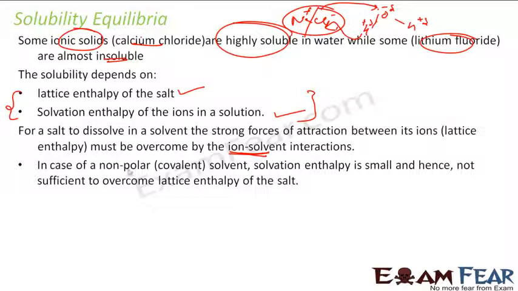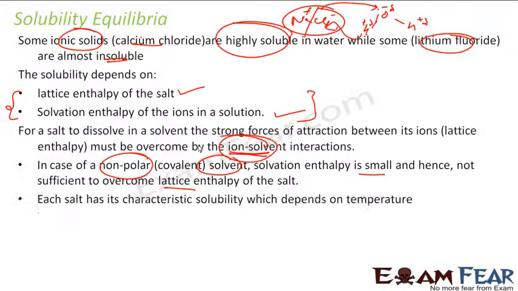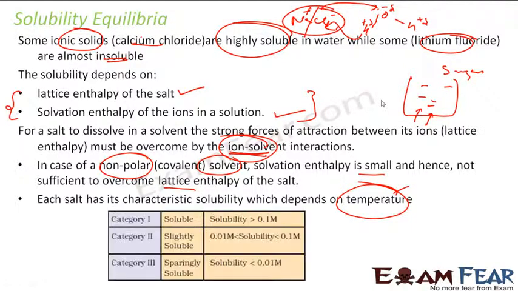In case of a non-polar solvent, the solvation enthalpy is small and hence not sufficient to overcome lattice enthalpy. So this is for polar solvents, where a lot of things get dissolved. In non-polar solvents they don't get dissolved because this factor is missing. And the solubility also depends on the temperature. For example, you have water and you put some sugar in it. You heat it, increase the temperature, and more and more sugar will dissolve. Once saturated, if you cool it down, you'll see that sugar crystals come out. So solubility also depends on temperature.